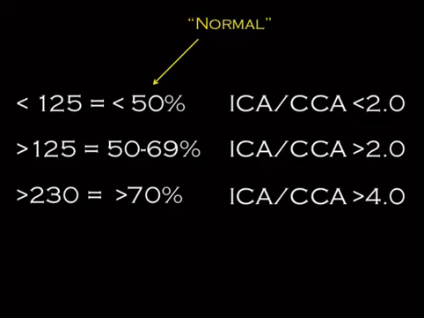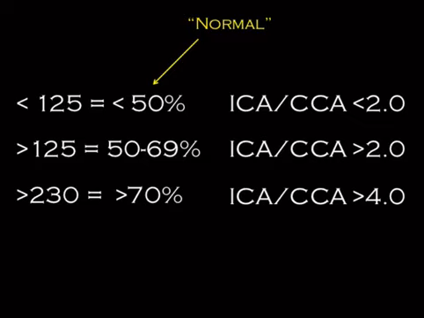The thing to remember is less than 50% stenosis is normal. You can't tell the difference, and some people will call this mild or normal. Between 50 and 69% is moderate, and greater than 70 is severe. And then there's this ratio where you're basically comparing the velocity in the common carotid to the ICA. This is used more as a secondary thing. I would lean on the peak systolic velocity.